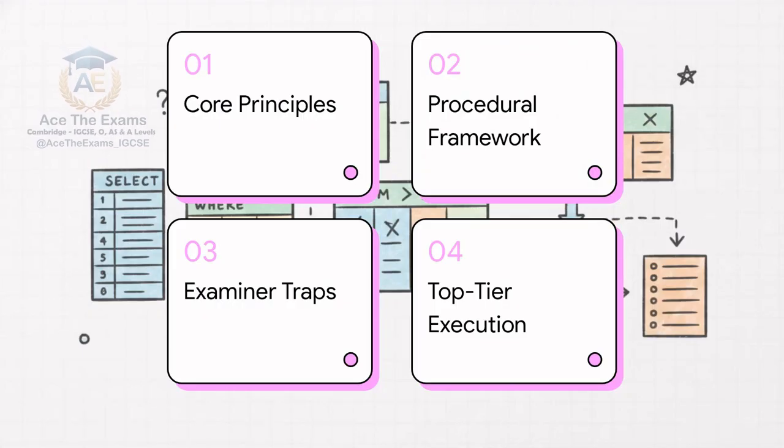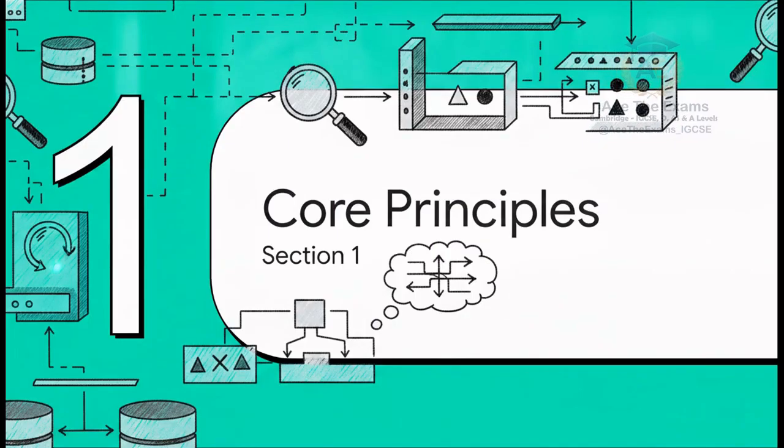To get you out of that B grade rut and up to that A-star level, here is our roadmap for today. 1. Core principles. 2. The procedural framework. 3. Examiner traps. And 4. Top-tier execution. This structure is going to serve as your personal blueprint for exam success. Let's start right at the foundation with Section 1, Core Principles.